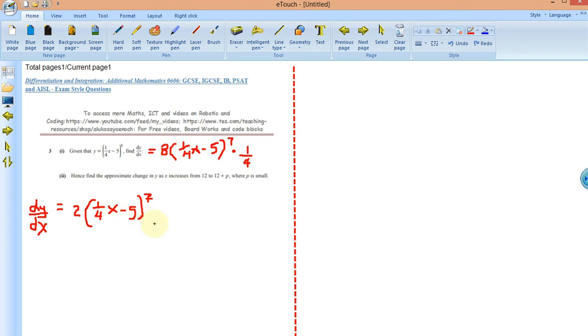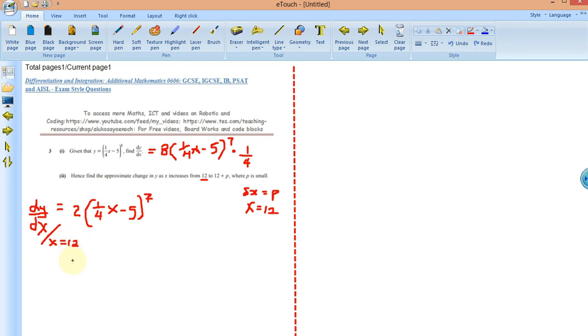So the next thing is that y changes as x increases from 12 to 12 plus p. So the small increment, the increment delta x, is p. Go ahead now and get the value when x equals 12, the given value.